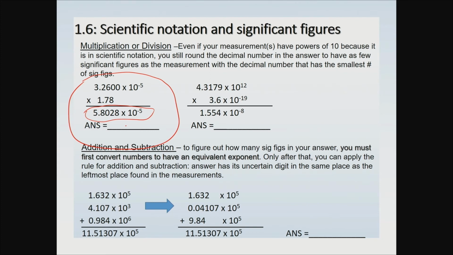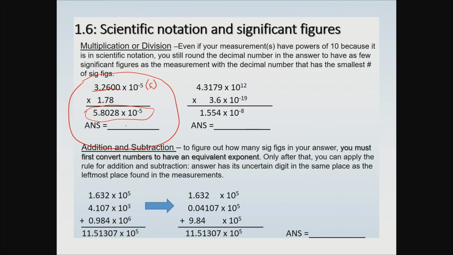So it doesn't matter whether you have numbers with exponents of 10 or not. You use the same rule that you used before for multiplication and division, where you round the decimal number in your answer to have as few significant figures as the measurement whose decimal number has the fewest significant figures. So let's look at this first number here, and what you can see is that there are 5 significant figures. Now, it says times 10 to the negative 5. That doesn't change anything. The number still has 5 significant figures, so I'm going to indicate that here.